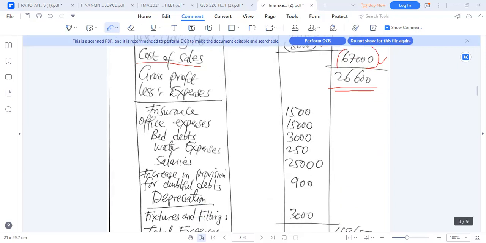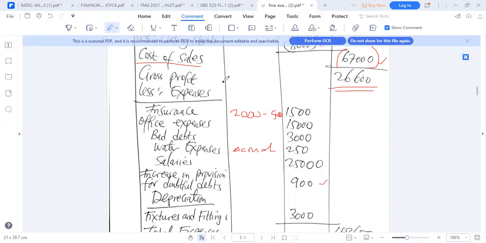Okay, then we go to the operating expenses. Insurance was 2,000. Remember, we subtracted the what? 500, which was prepaid. That's how we're getting our 1.5. Office expenses, 18,000. The bad debts, the 3,000 was extracted from the what? 18,000 for the debtors. Water expenses is the accrual. This will also need to appear in the balance sheet. Then salaries, 225,000. Increase in provision is 900.